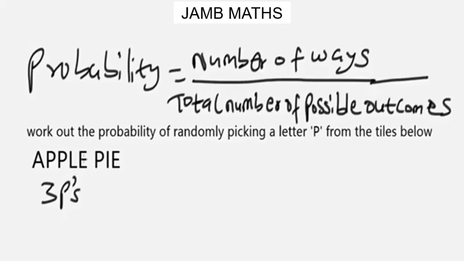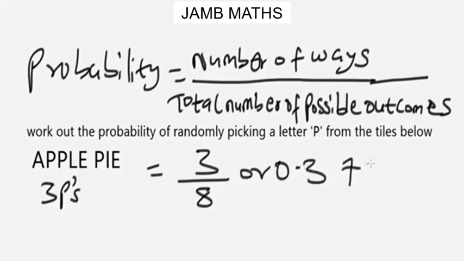Now from the formula, probability is equal to number of ways over total number of possible outcomes. So this will be the number of ways to pick a P, which is 3, over the total number of possible outcomes, which is 8. And this will be the probability of randomly picking a letter P from the tiles. You can either leave it in this fraction form, or when you punch 3 over 8 on the calculator, you get 0.375. So that will be the answer to this question. It's as simple as that.